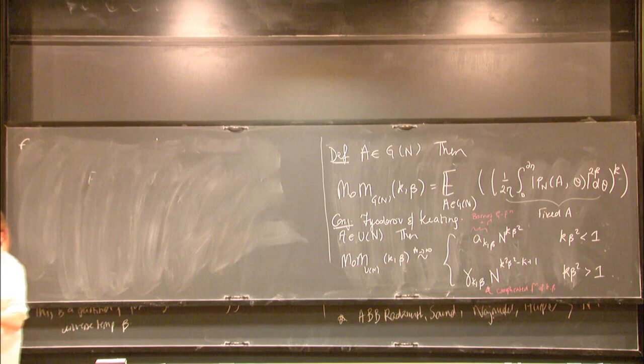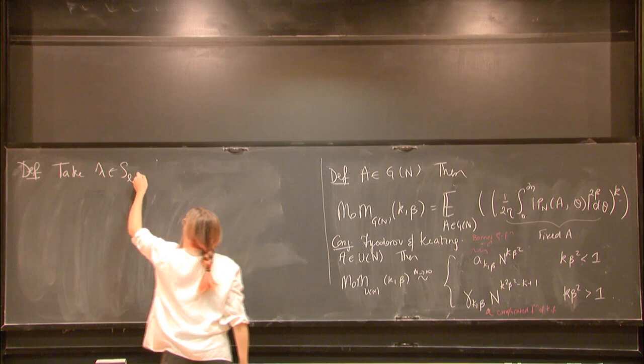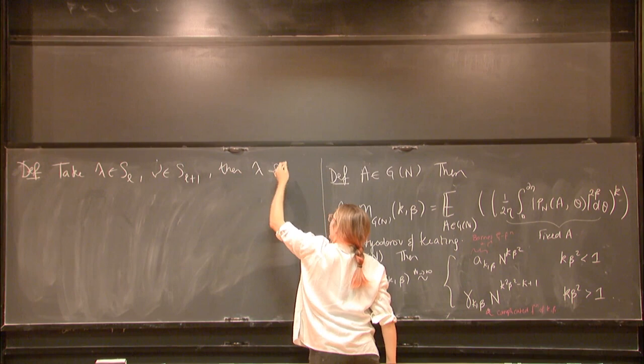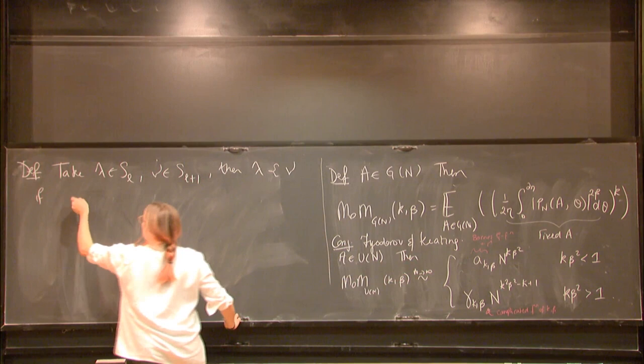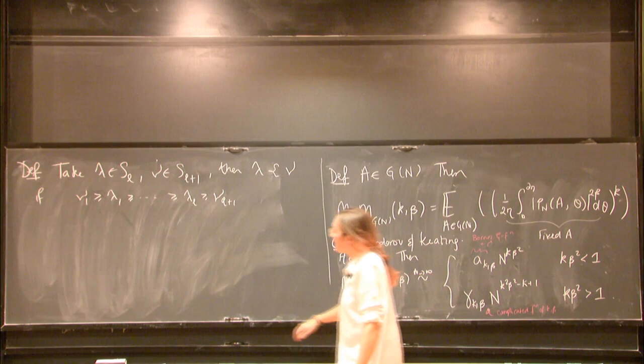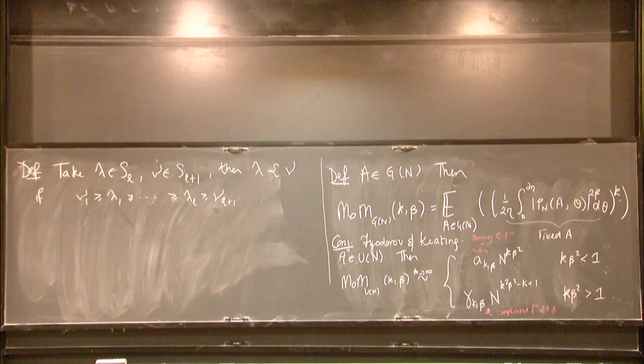If you take two signatures, they can interlace, and that's what I'll define now. If we take an L-long signature lambda and an L plus 1-long signature mu, then we say that lambda interlaces with mu if the following is true. They perfectly interlace. In fact, we could take nu an L-long signature and then we just ignore that final inequality.